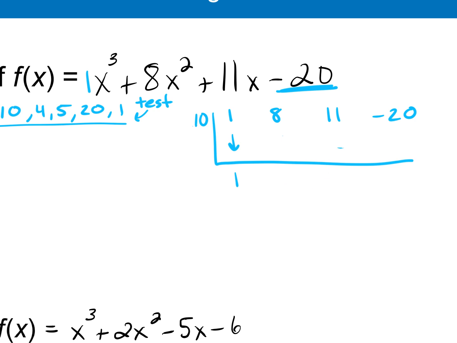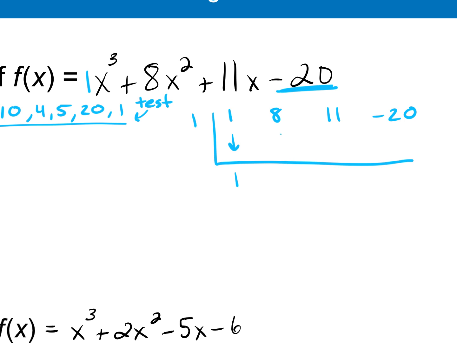What do you want to try next? Sure, let's try -2. Remember, the negatives are also possibilities. Multiply, we get -2, add 6, multiply -12, add -1, multiply 2. Does it work? No. Let's try 4. Multiply, we get 4, add 12, multiply 48, add 59. Is it going to work? No. Let's try 1.